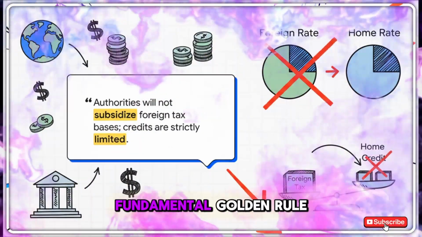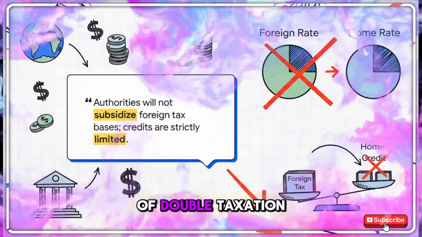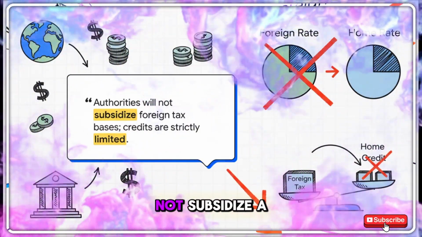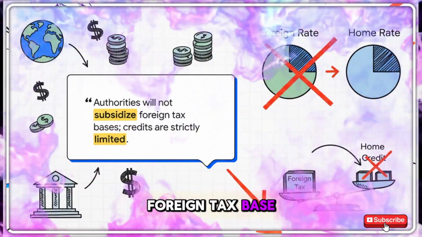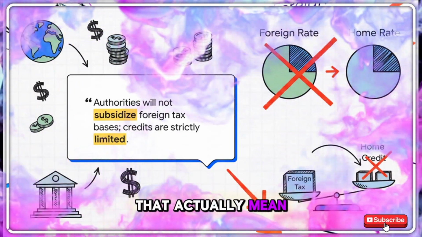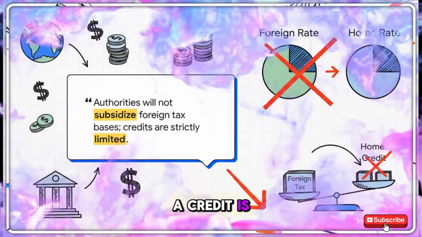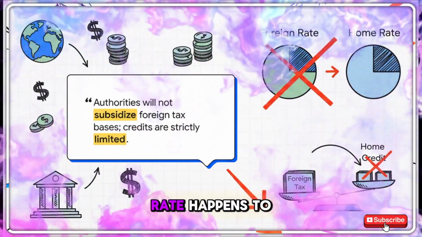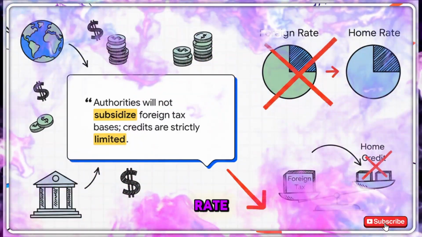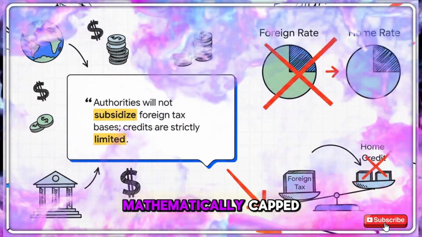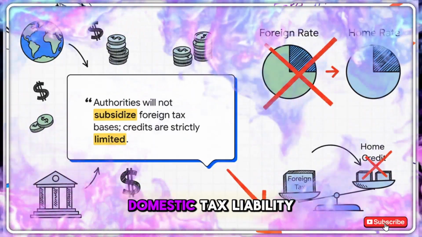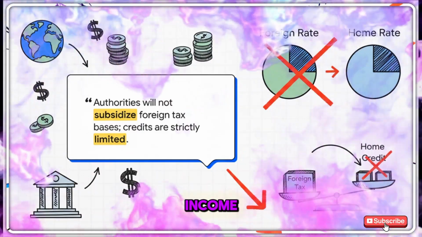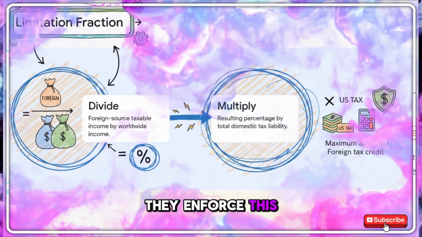Now, here is the fundamental golden rule of double taxation mitigation. Authorities will absolutely not subsidize a foreign tax base. So, what does that actually mean in practice? It means a credit is never a guaranteed dollar-for-dollar match if the foreign rate happens to be higher than your home rate. Your credit is mathematically capped at what your domestic tax liability would have been on that exact same slice of income. So how do they enforce this cap?